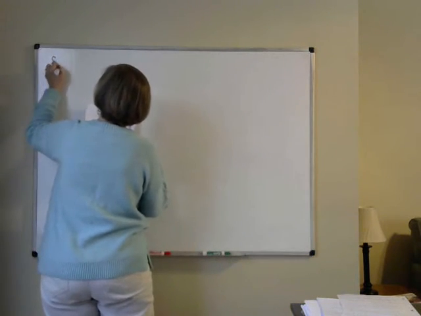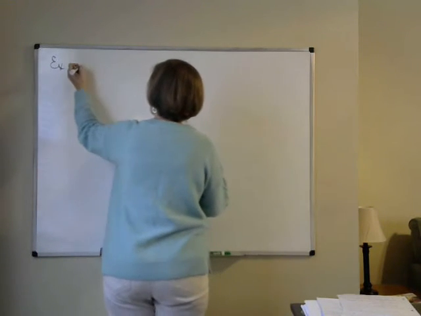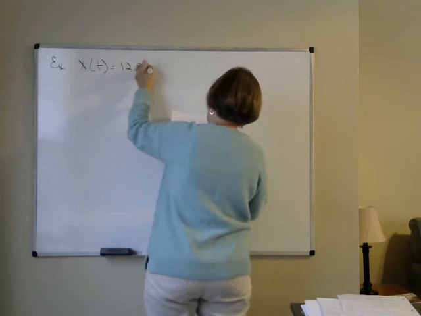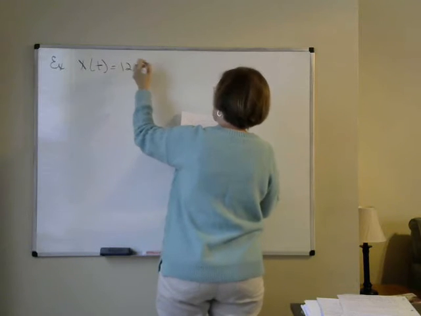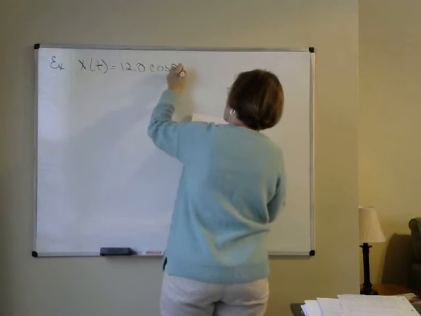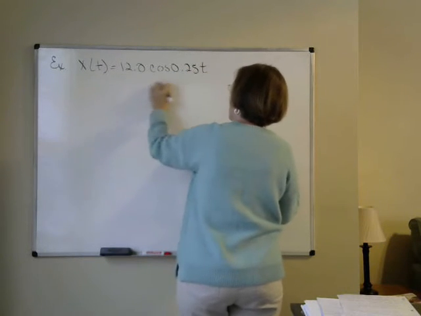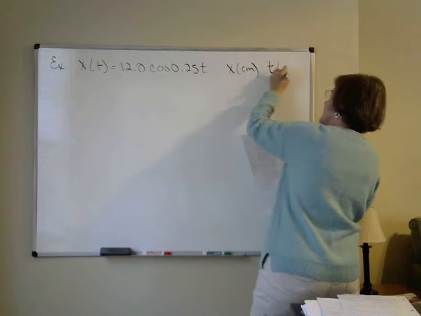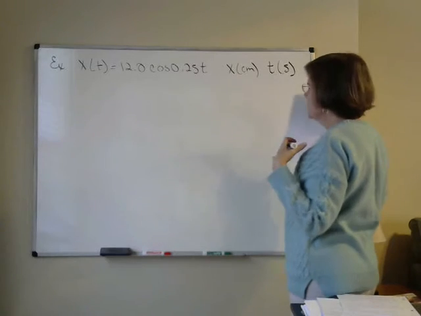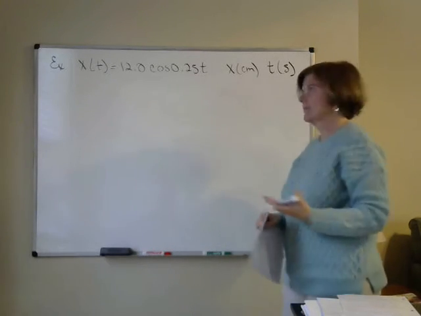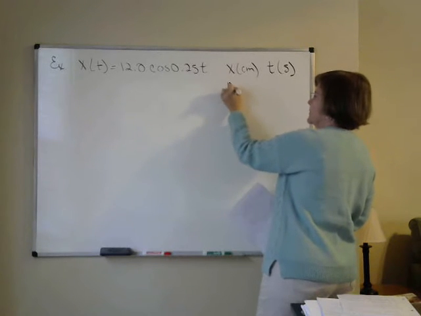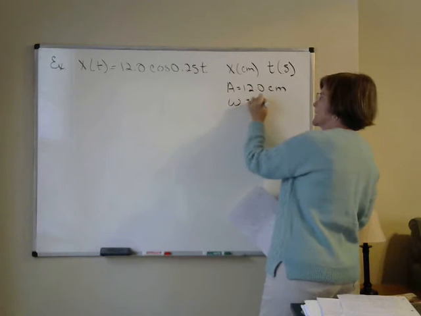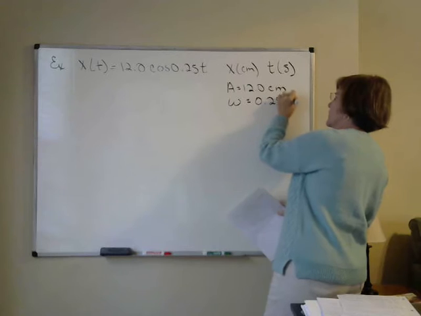Suppose they tell us that we have an object in simple harmonic motion, and it's described by this formula. They tell us x is in centimeters and t is in seconds. Before we do anything else, we know some stuff looking at that. I know that the amplitude is 12 centimeters, and I know that the angular frequency is 0.25 hertz.